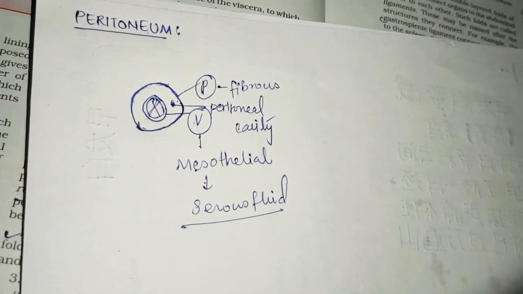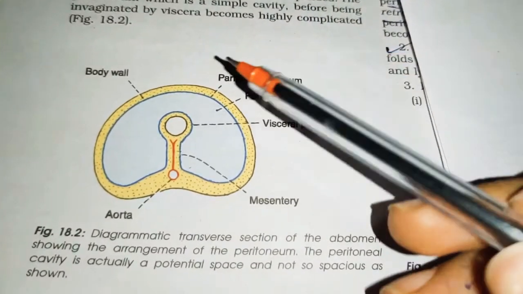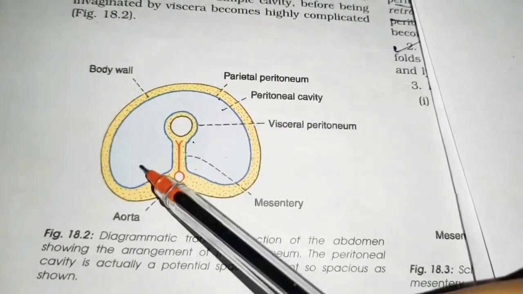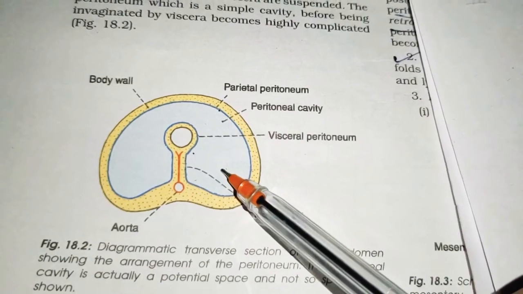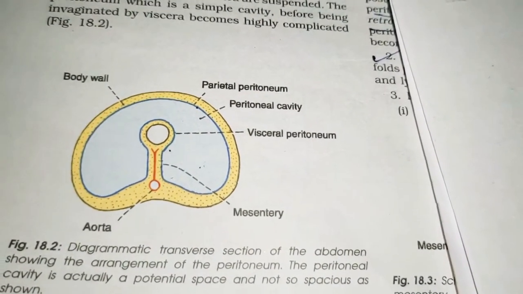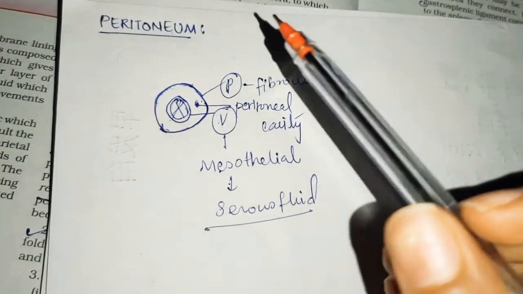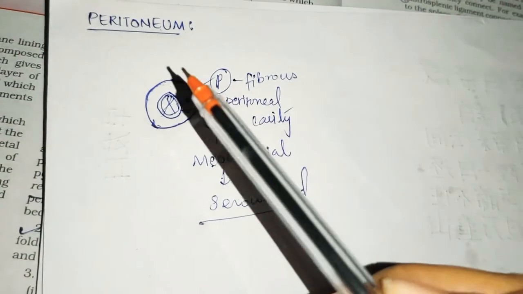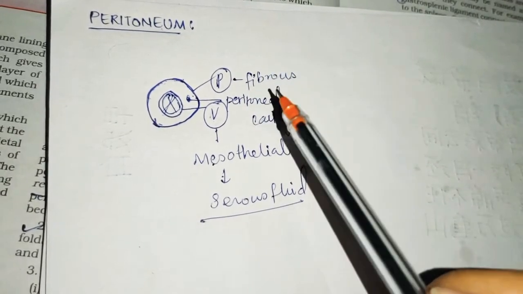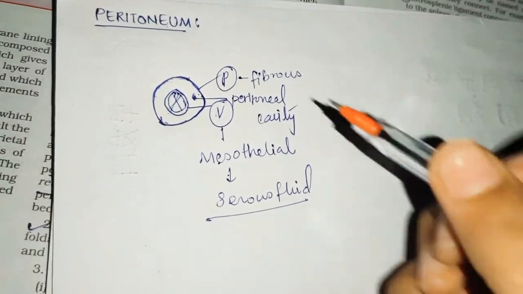For example, you can see the diagram given in the textbook over here. This is the parietal peritoneum and this is the visceral peritoneum. The space you can see here is the peritoneal cavity, and this is the mesentery. What is mesentery? We'll discuss this now. The parietal peritoneum lines the inner surface of the abdomen and pelvic walls, and also covers the lower surface of the diaphragm. It is loosely attached to walls by means of extraperitoneal connective tissue.